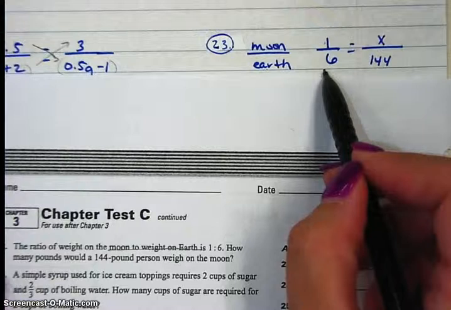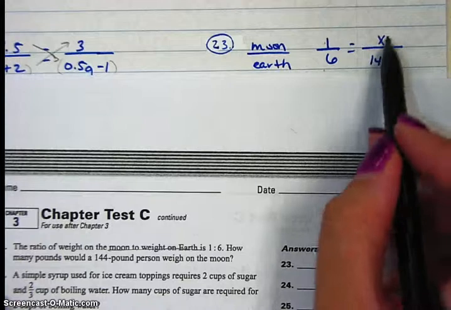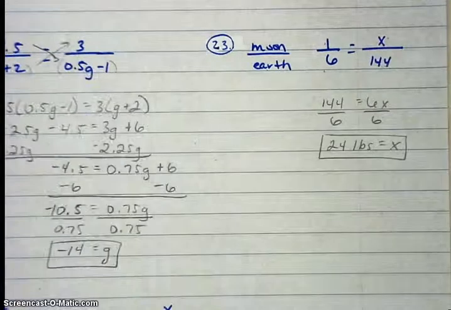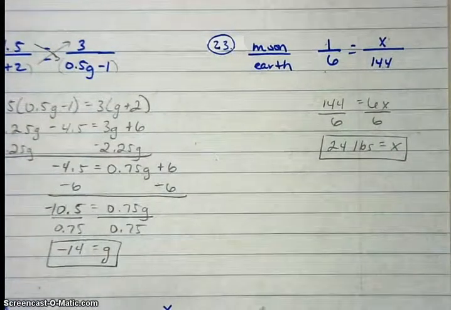Then it says, okay, well, if a person weighs 144 pounds, how much do they weigh on the moon? Well, that's the earth, 144 pounds. X goes on top. Then all you have to do is cross multiply and divide. So a person would weigh 24 pounds if they were on the moon.